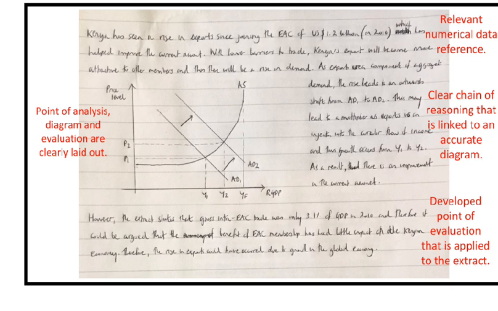In addition to this, you could argue that the candidate has spoken about two different points within this. They've touched upon the current account in terms of a macroeconomic objective. They've also touched upon the impact on growth. So there is an argument here that our candidate has touched upon two different points within the same chain of reasoning. The evaluation then is more developed and it is applied to the extract.